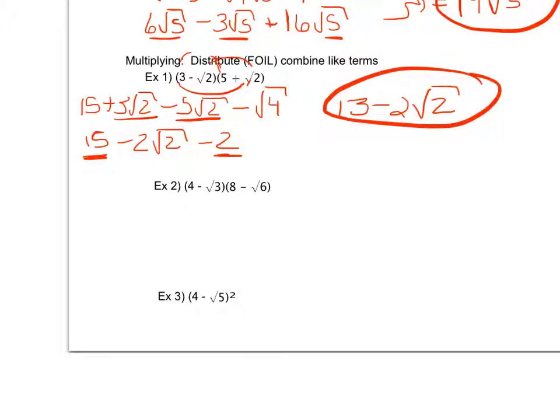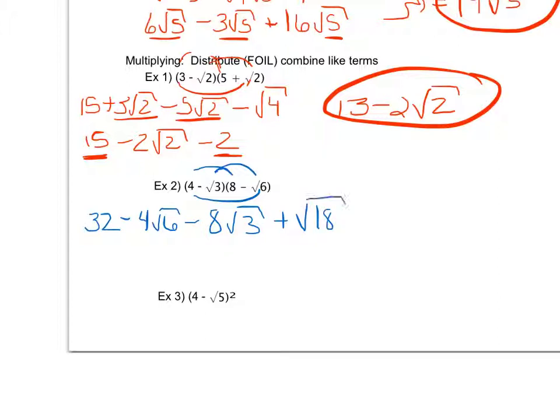Looking at the next multiplication problem, very similar to example 1. Distribute the 4. 4 times 8 is 32. 4 times minus square root of 6 is minus 4 square root of 6. Square root of 3 times 8 is minus 8 square root of 3. And minus square root of 3 times minus square root of 6 is plus square root of 18.